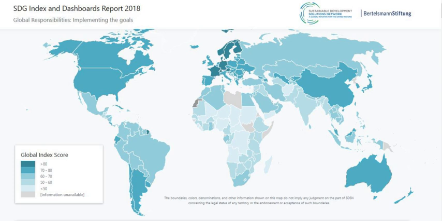Topic. Make cities and human settlements inclusive, safe, resilient, and sustainable. The target for 2030 is to ensure access to safe and affordable housing. The indicator named to measure progress toward this target is the proportion of urban population living in slums or informal settlements. Between 2000 and 2014, the proportion fell from 39% to 30%.